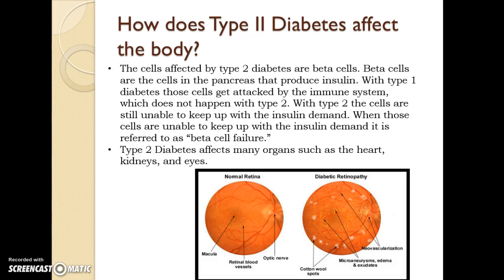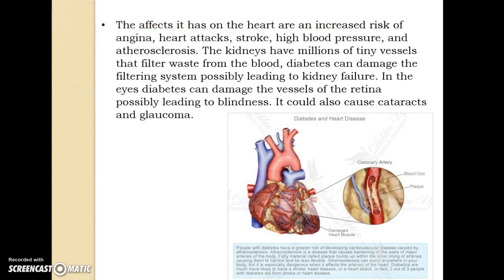Type 2 diabetes affects many organs such as the heart, kidneys, and eyes. This picture shows on the left a normal retina and on the right a retina affected by diabetes. The effects it has on the heart are an increased risk of angina, heart attack, stroke, high blood pressure, and arteriosclerosis. The kidneys are millions of tiny vessels that filter blood. Diabetes can damage the filtering system, possibly leading to kidney failure.